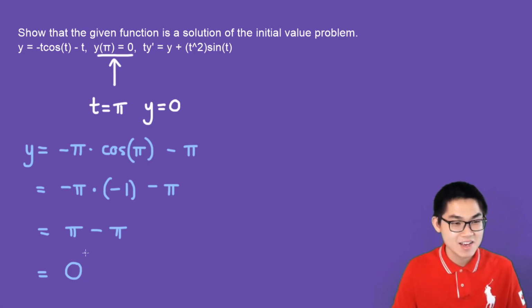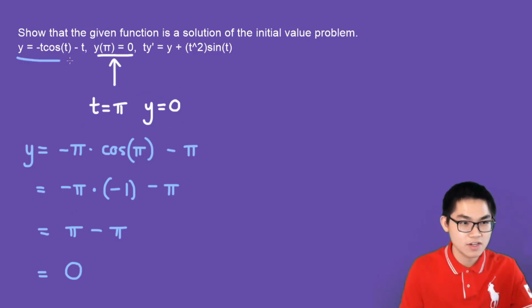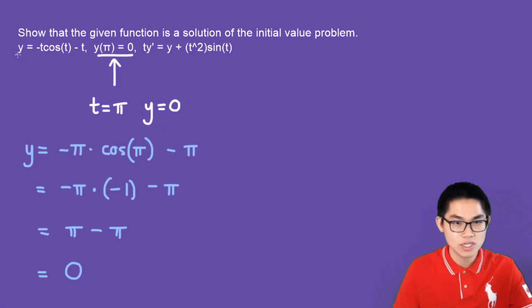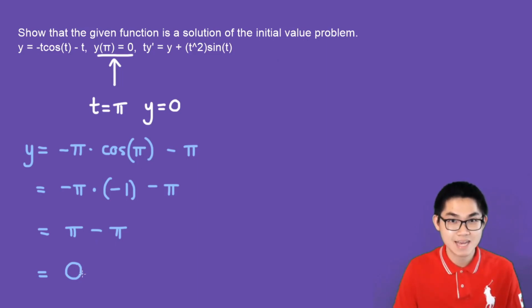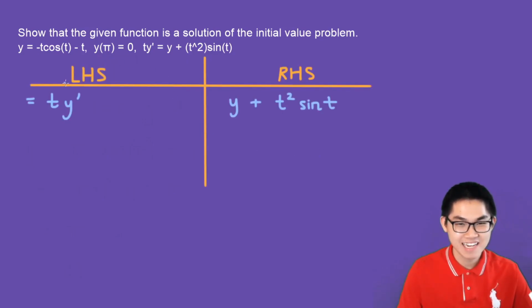But let's say you solve for y and you don't get the same answer as this one, then you can just say that this function is not a solution to the initial value problem. But in this case, we do get y is equal to 0, so we can move on to the second step. The second step is to plug our function into the differential equation and see if the left-hand side is the same as the right-hand side. So here is the left-hand side and the right-hand side. And we want to show that both sides are the same.